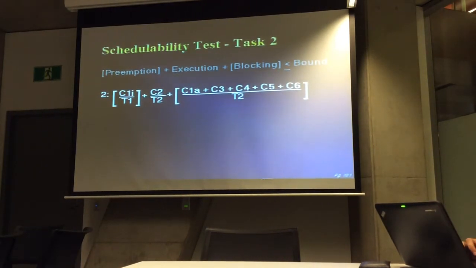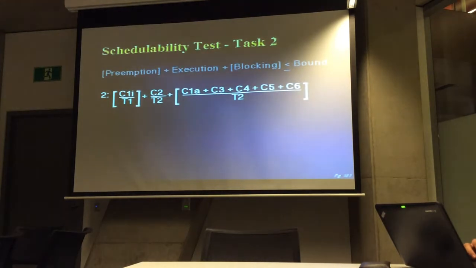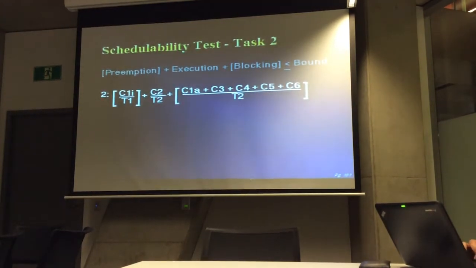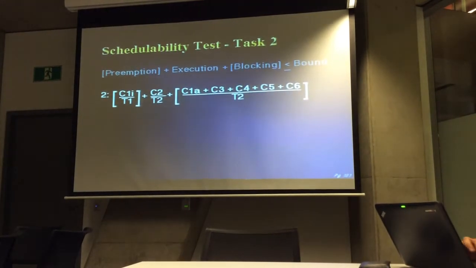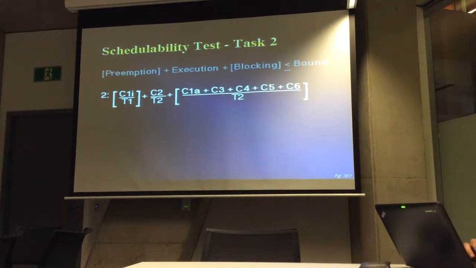Then there's the execution factor of task 2 itself. And finally, we have the enormous blocking factor, although it looks a little different this time. The denominator is task 2's period, since that's the task whose schedulability we're looking at. The numerator is the sum of all the execution times for tasks 3 through 6, and the application part of the processing for task 1.